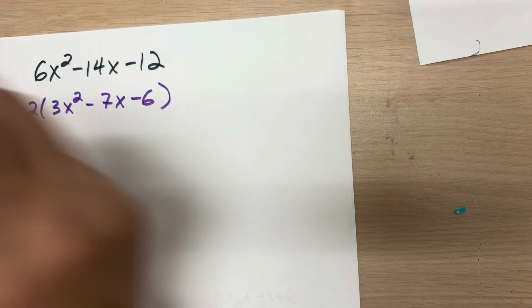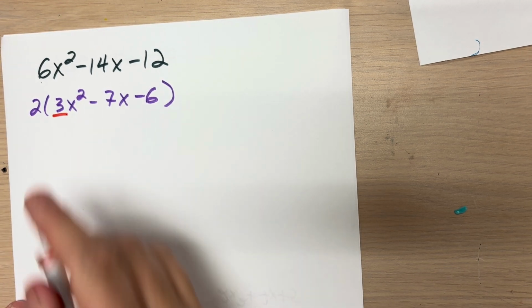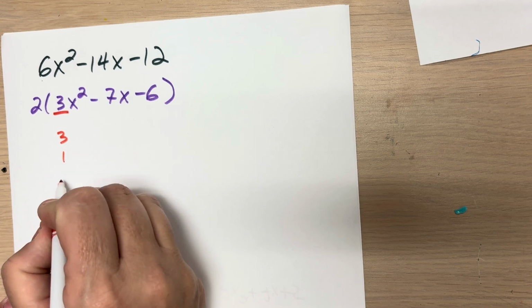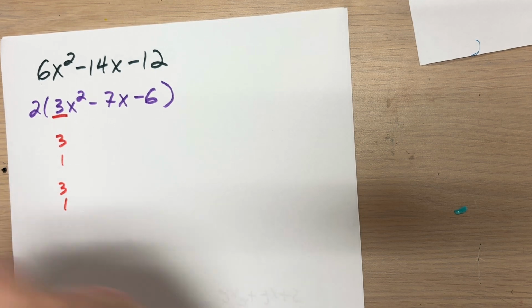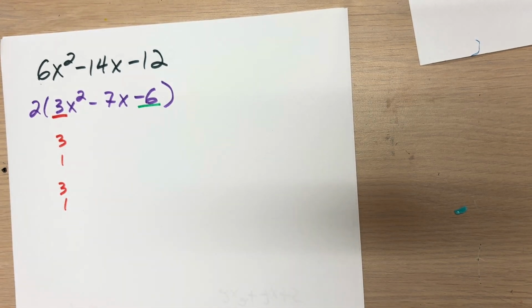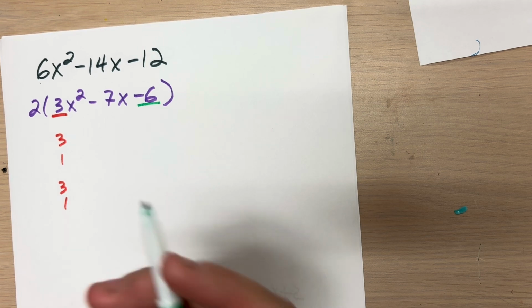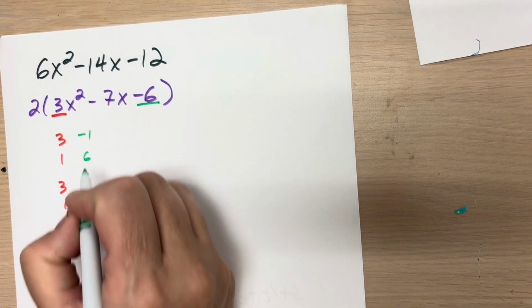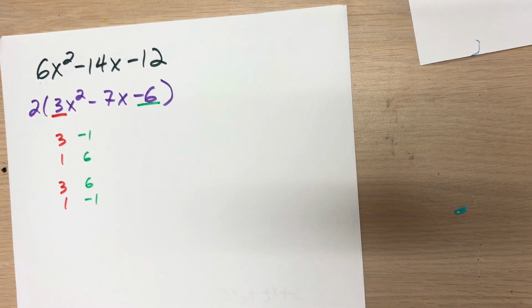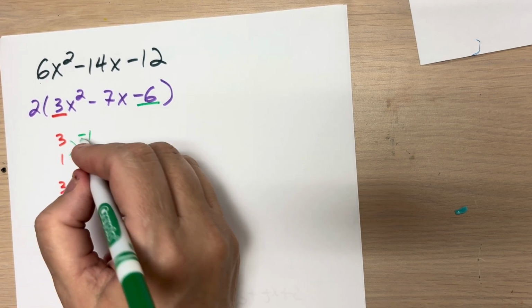Okay, so I'm gonna look at factors of the leading term 3. 3 times 1, 3 times 1. Then I'm looking at factors of -6. So I don't know, maybe -1 and 6. Flip it, 6, -1. We're gonna cross multiply.